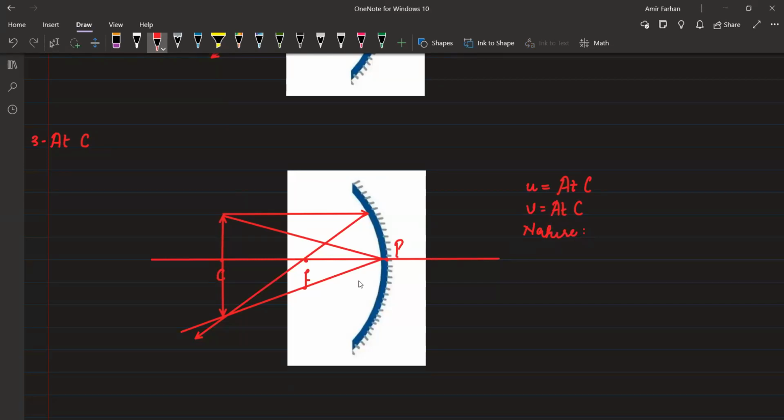Real and inverted. Yes. Inverted, and what will be the size? Equal. Same size, yes, equal. Same size as the object. Clear, everybody?